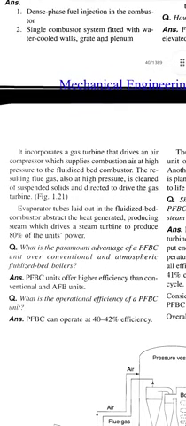It incorporates a gas turbine that drives an air compressor which supplies combustion air at high pressure to the fluidized bed combustor. The resulting flue gas, also at high pressure, is cleaned of suspended solids and directed to drive the gas turbine. Evaporator tubes laid out in the fluidized bed combustor abstract the heat generated, producing steam which drives the steam turbine to produce 80% of the unit power.